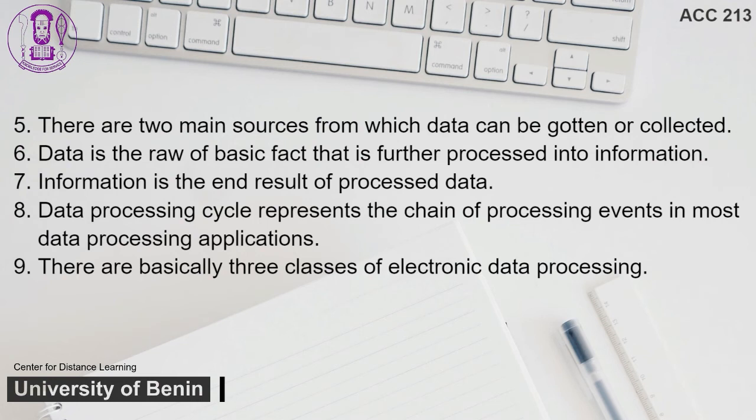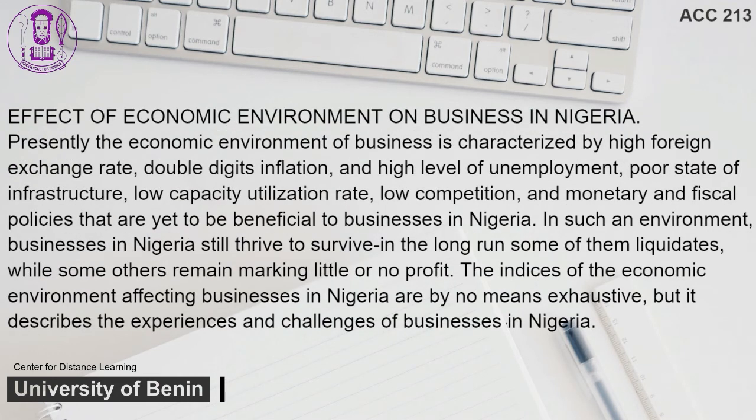9. There are basically three classes of electronic data processing. 10. Centralized processing is desirable where the systems are in one place. 11. Decentralized processing is desirable where the systems are not in one location. 12. A distributed processing system is the best of centralized and decentralized processing systems. It is the arrangement of computers in an organization that is not in one location.